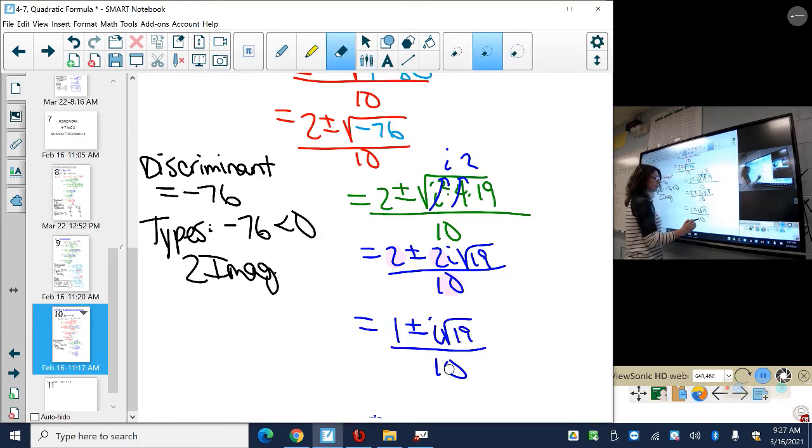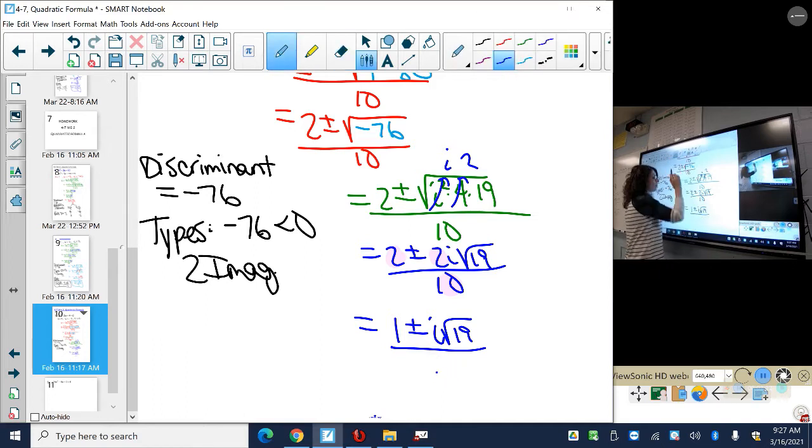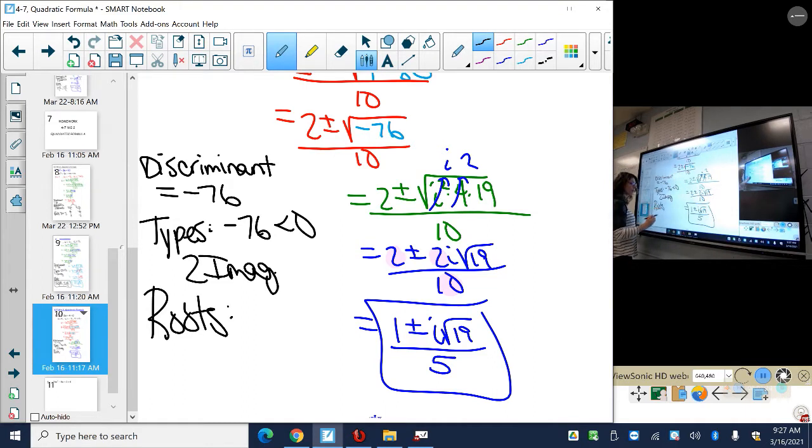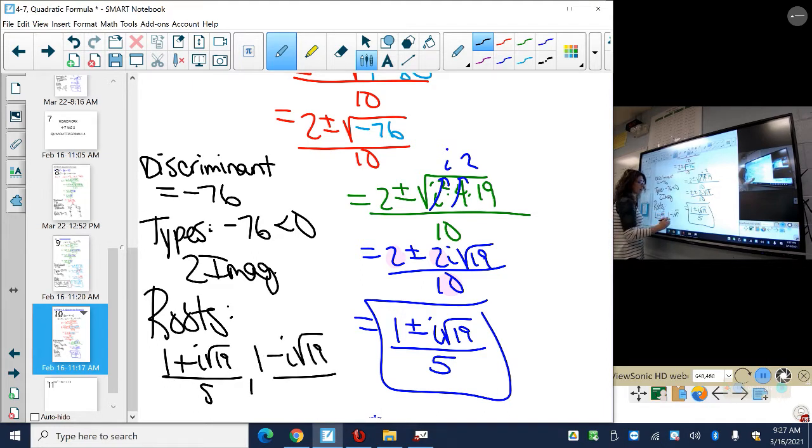Over 5, not 10. Forgot to divide that by 2 to get 5. So my roots are going to be 1 plus i square root of 19 over 5, 1 minus i square root of 19 over 5.